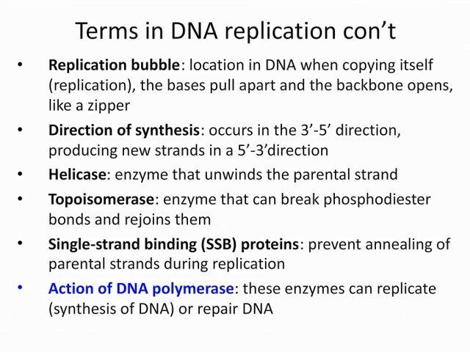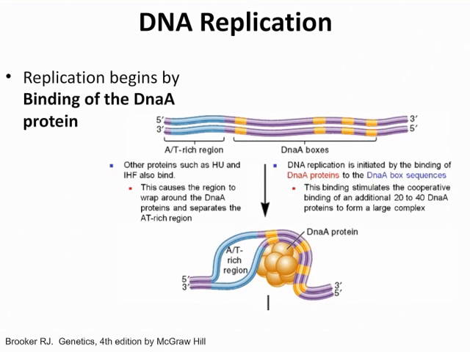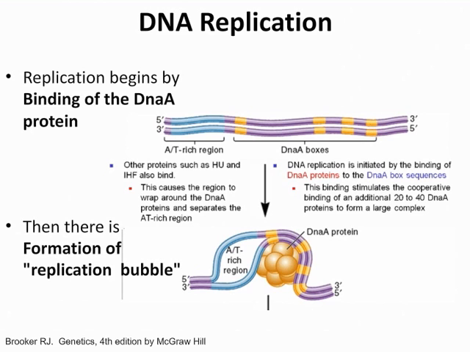So the last definition is the action of DNA polymerase. So DNA polymerase is an enzyme that can replicate, or synthesize, new DNA or repair DNA. So here we see that the binding of DnaA to a DnaA box is going to initiate replication, and it's also going to form that replication bubble.